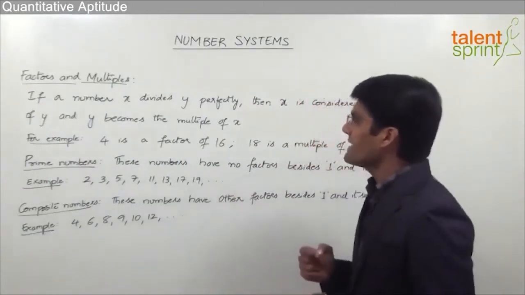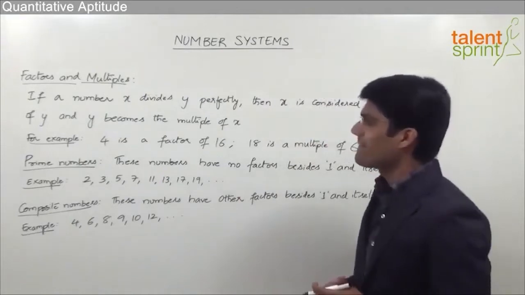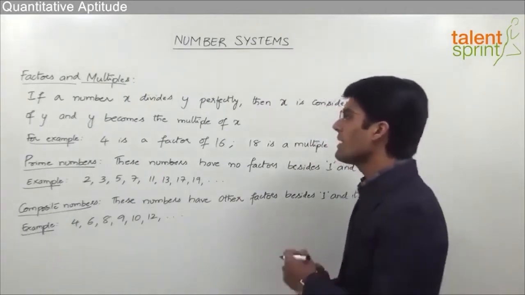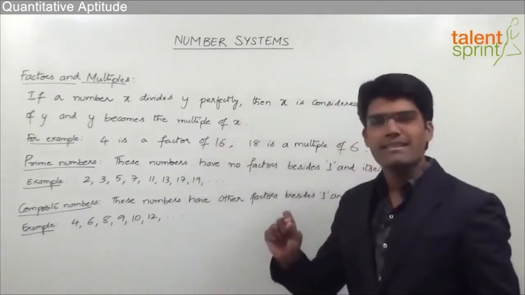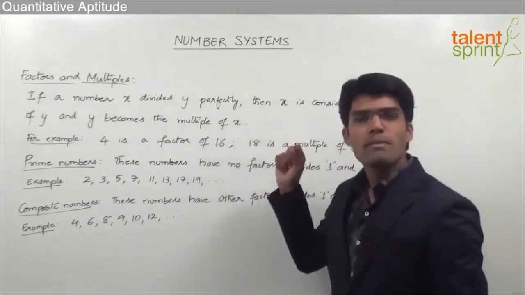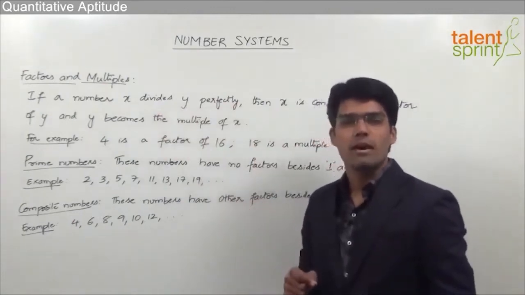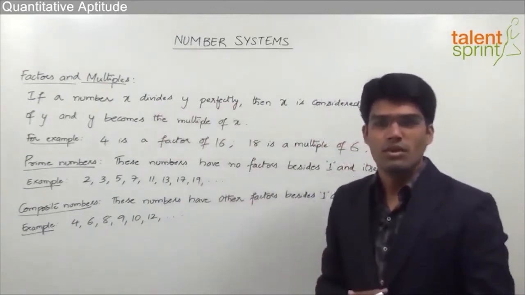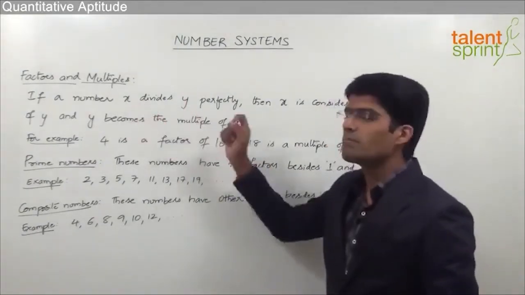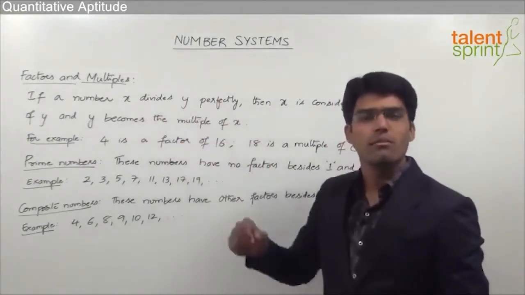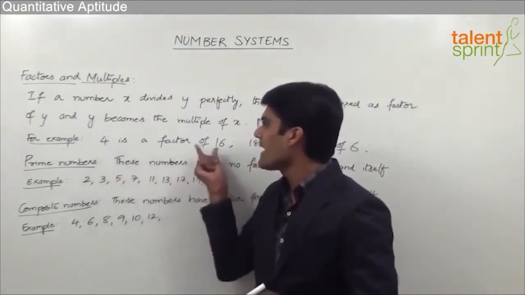If a number x divides y perfectly, then x is considered as a factor of y and y becomes the multiple of x. So as given here, when a number x divides some other number y perfectly, what does it mean by perfect division? A perfect division is the one where the remainder is 0. So in such cases, the number x is referred to as a factor of the number y, and y is called the multiple of x. For example, 4 is a factor of 16.